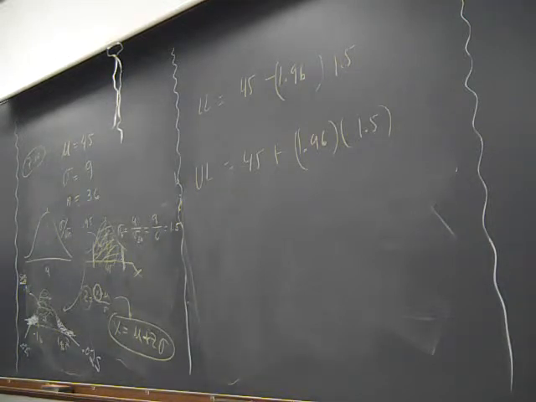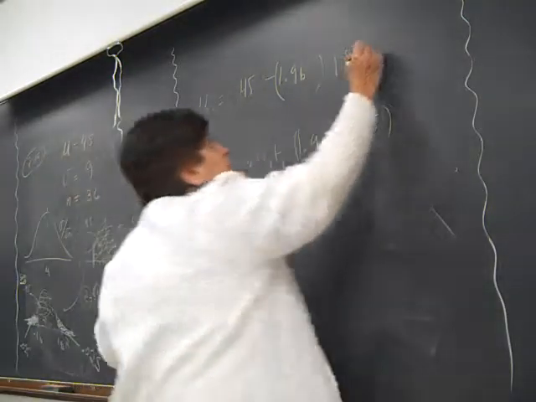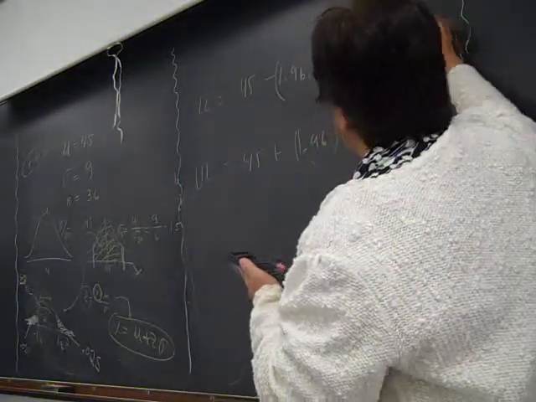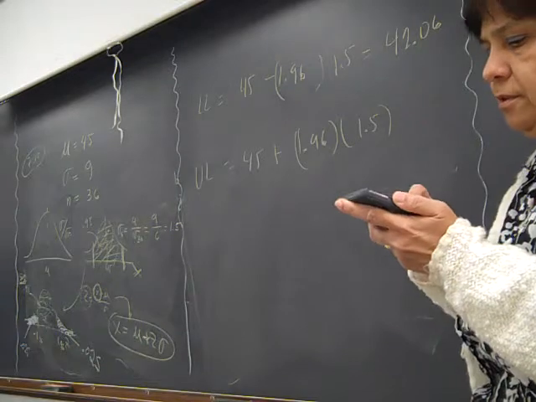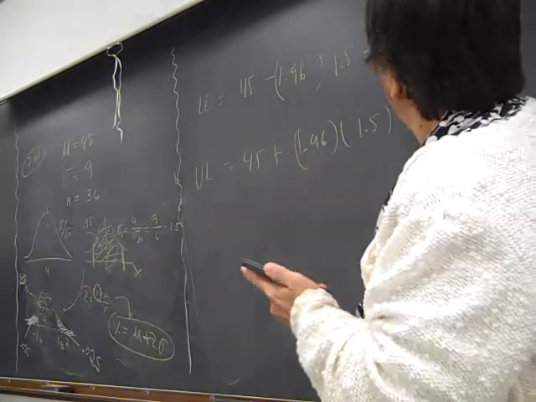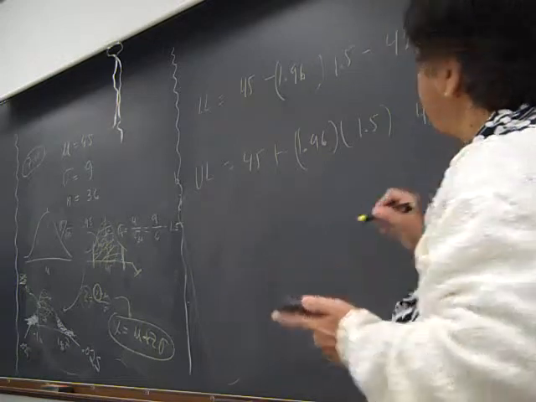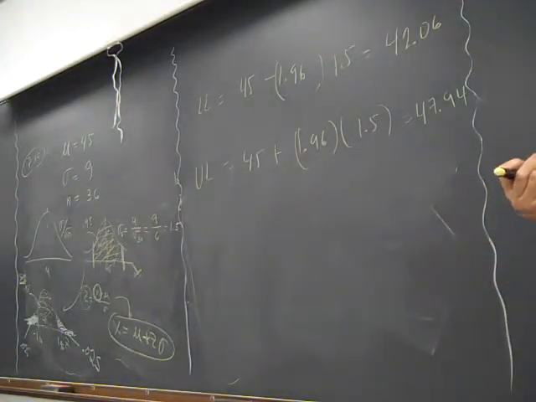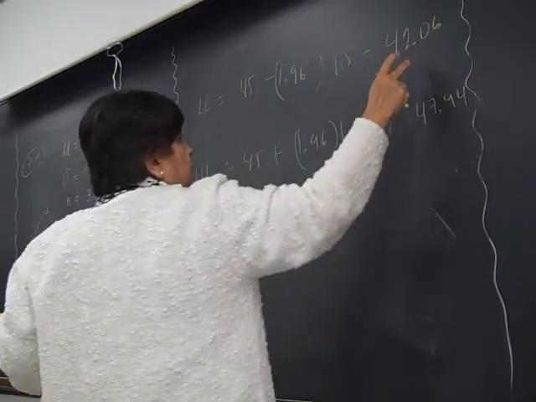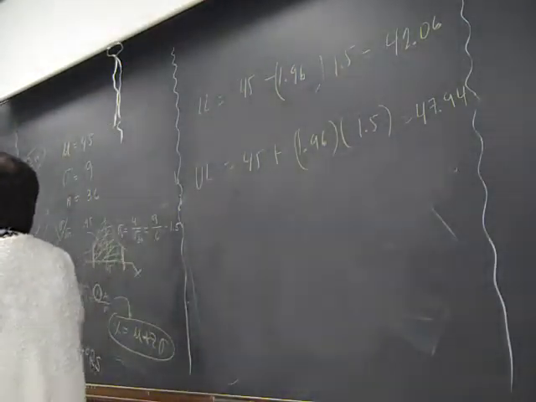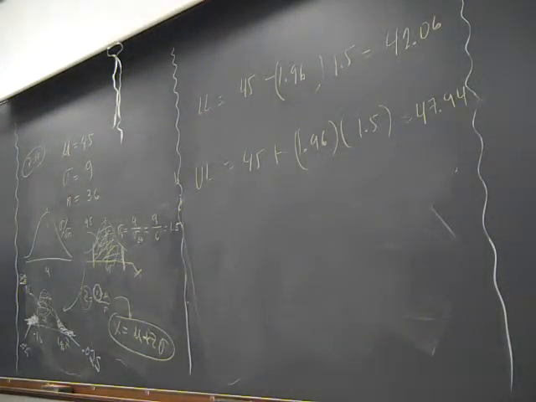1.96 times 1.5. 45 minus this is 42.06, and 45 plus this one is 47.94. What I'm saying is that there is a 95% probability that the sample mean is going to be between 42 and 48. That is what the problem is asking.